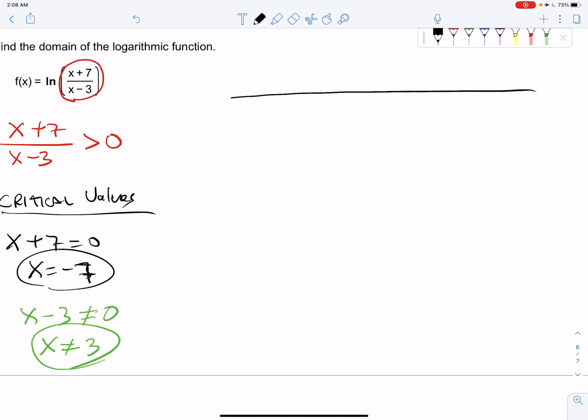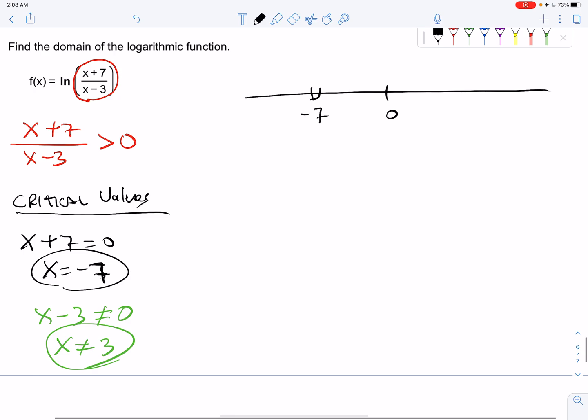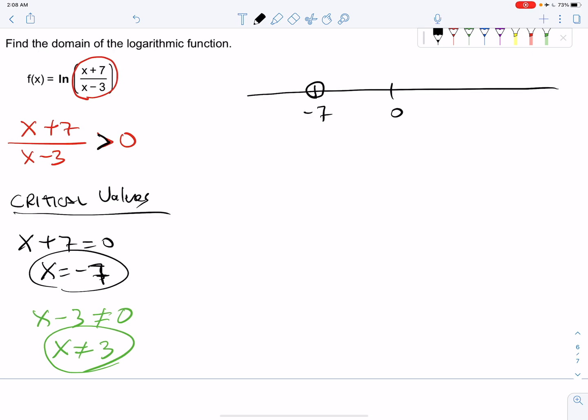Now here's 0. Got a negative 7 right there. Now negative 7 is going to be open, and the reason why it's open is because of the greater than. If it had an equal sign, it would be closed. It does not have an equal sign, so it must be open. And then positive 3 is right about right here. And that also has to be open because x cannot equal positive 3. It will never equal positive 3 because that would make a 0 in the denominator. So that must be open. So there's our critical values.